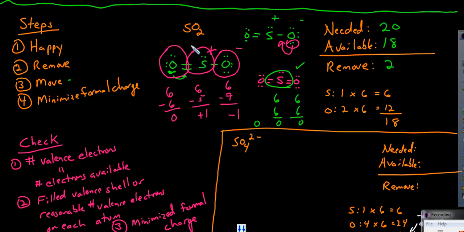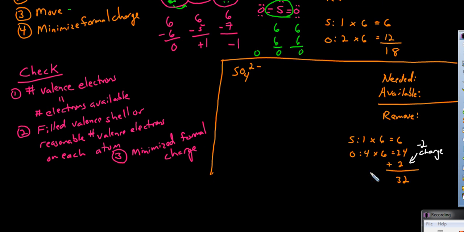And we'll see later that because this is the structure, sulfur dioxide has a bent structure, which will be important later. All right, let's try another one. Let's try sulfate. All right, so SO4 2 minus. Sulfur will be in the center because it is the least electronegative element. Now make our happy structure, put enough electrons on everyone to give them full octets.